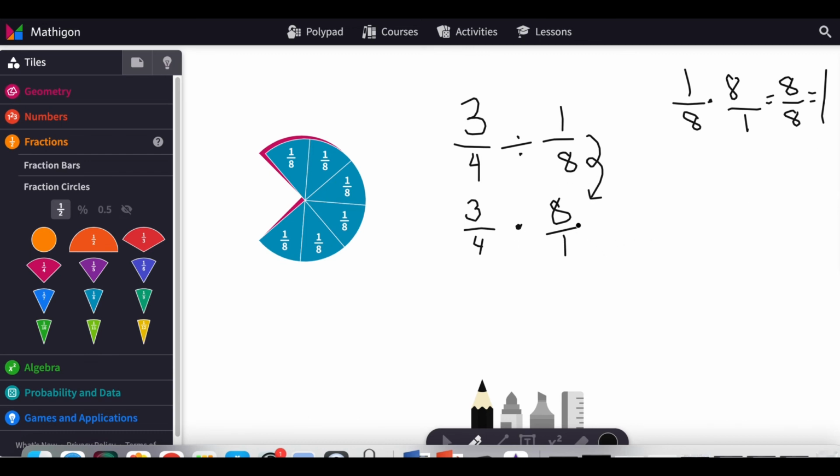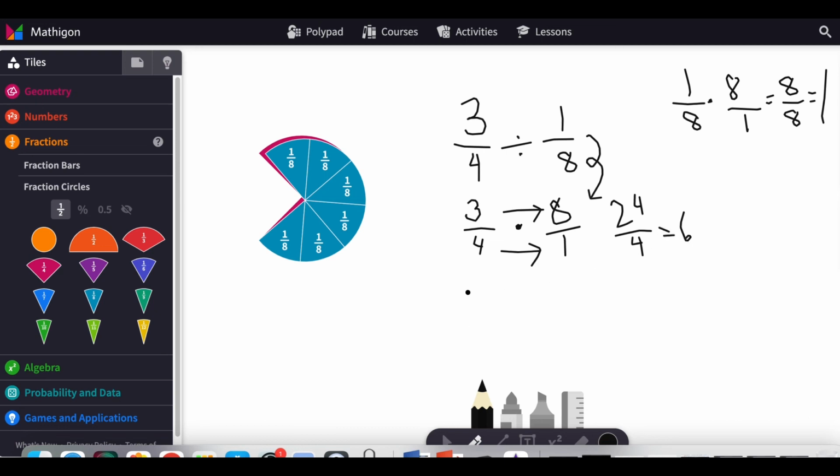All right, so if we flip that fraction upside down, we can then multiply straight across. 3 times 8 is 24. 4 times 1 is 4. And then if we simplify, 24 divided by 4 is 6.